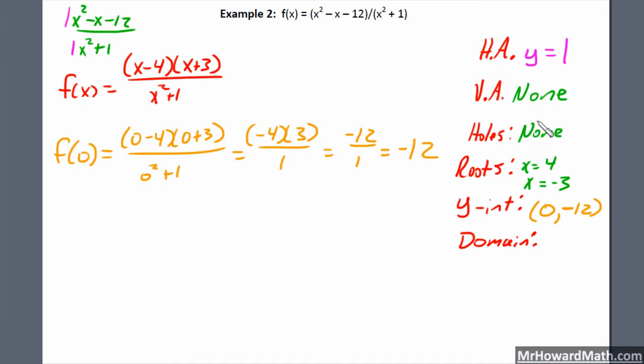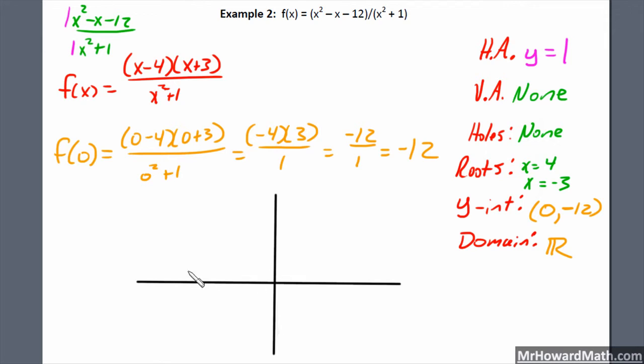Okay, the domain is x cannot equal anything that causes vertical asymptotes or holes. We don't have vertical asymptotes or holes, so the domain is all real numbers. Now we should have enough information to sketch. We'll do sign analysis if we can't sketch the graph based on what we know. So we'll put in a coordinate plane here and put in the information we do know.